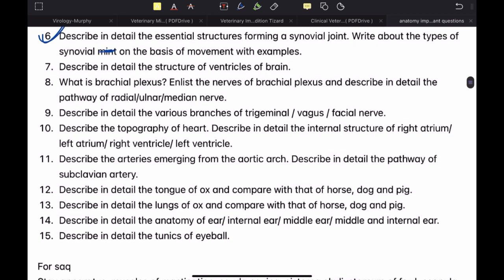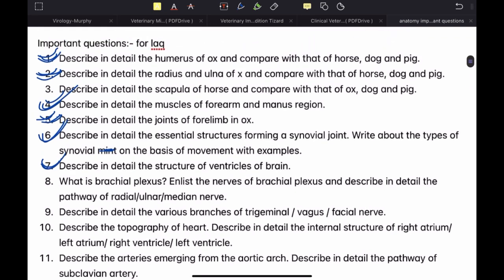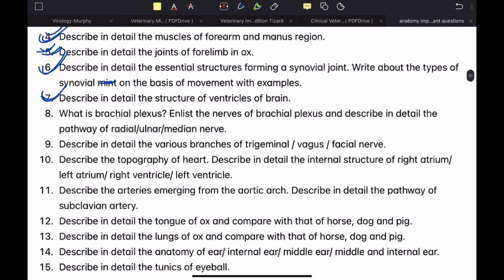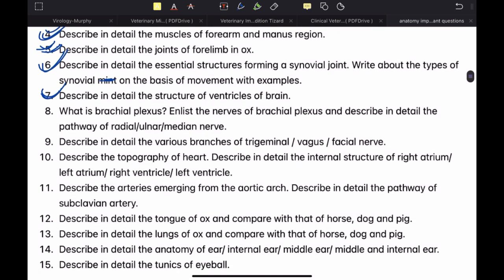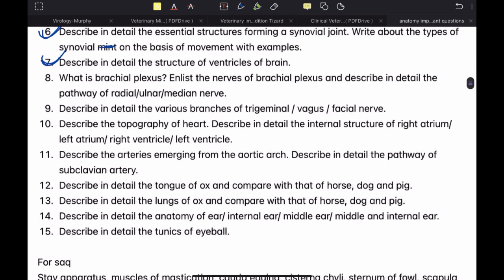Then describe in detail the structure of ventricles of brain. Very, very, very important question. A lot of these questions I have already discussed in my previous video. So humerus of ox, radius of ox, scapula of ox, then structures of the ventricles of brain. All these topics I have already made a video on. So you can watch them and I'll recommend you very much because in those videos, I basically gave you a model answer. You can say that. Okay, especially the ventricles of brain. I'm very proud of that video.